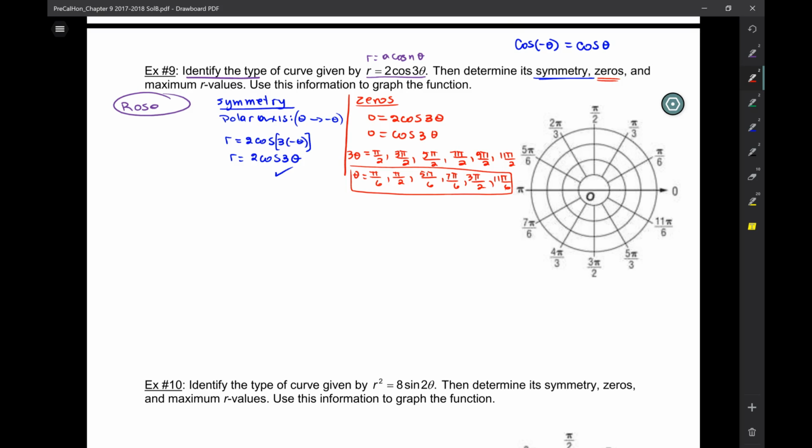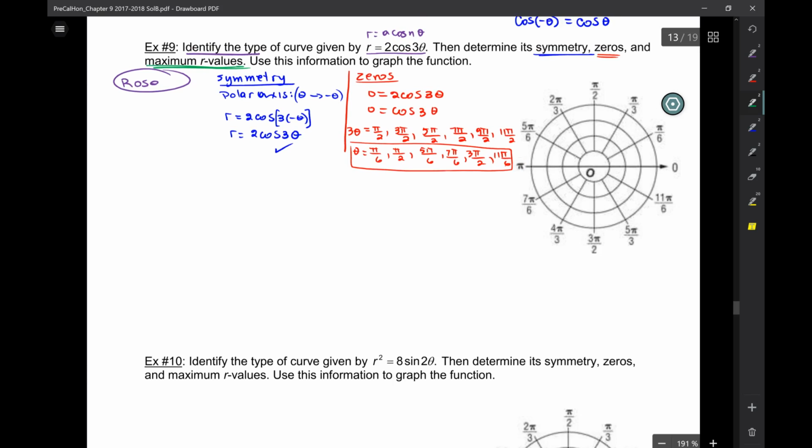Three theta, 3 petals, right? And so we said, it's going to go 0, maximum, 0, maximum, 0, maximum, 0, and then it's going to traverse again. Okay. Next, we do maximum R values. So for the maximum R values, you have to find the location and their actual values. All right, so let's do maximum. So first, we're going to do the location.